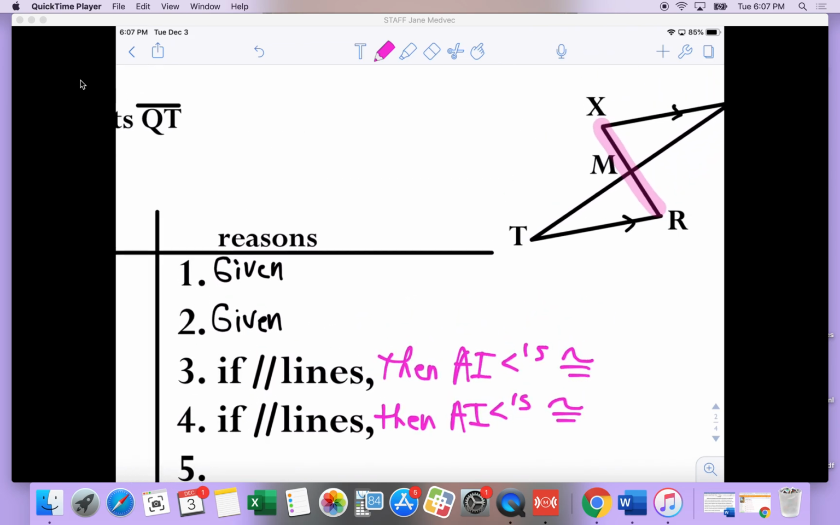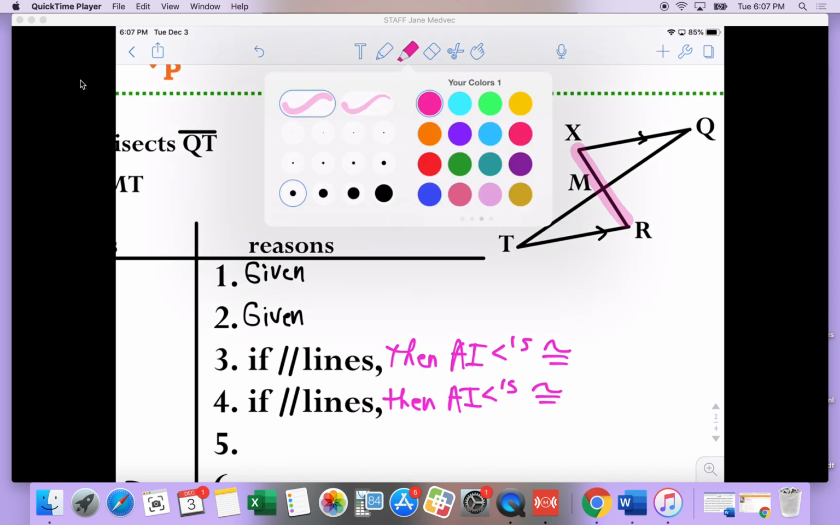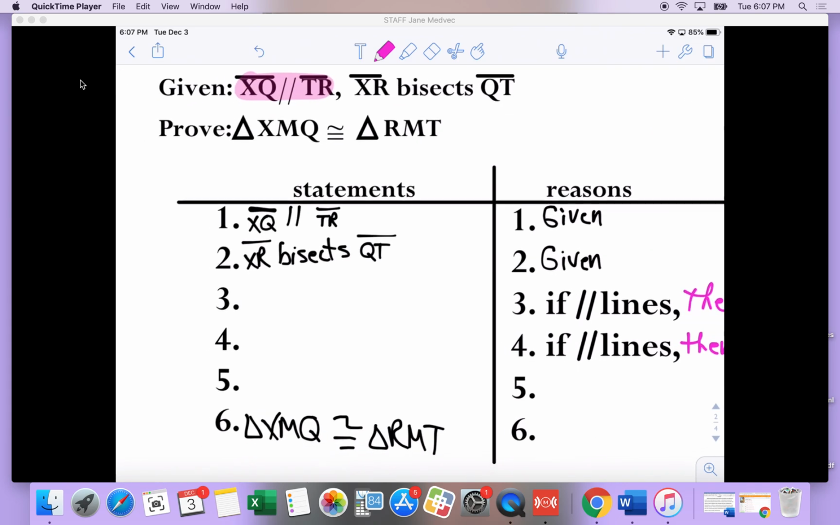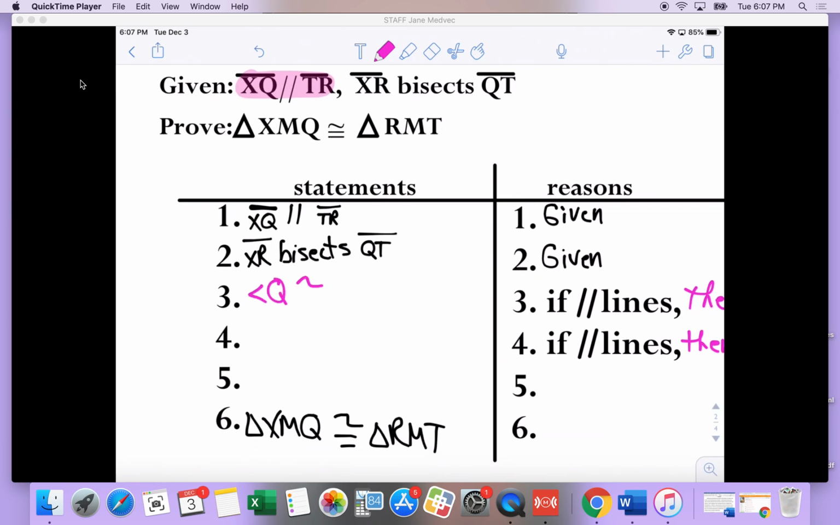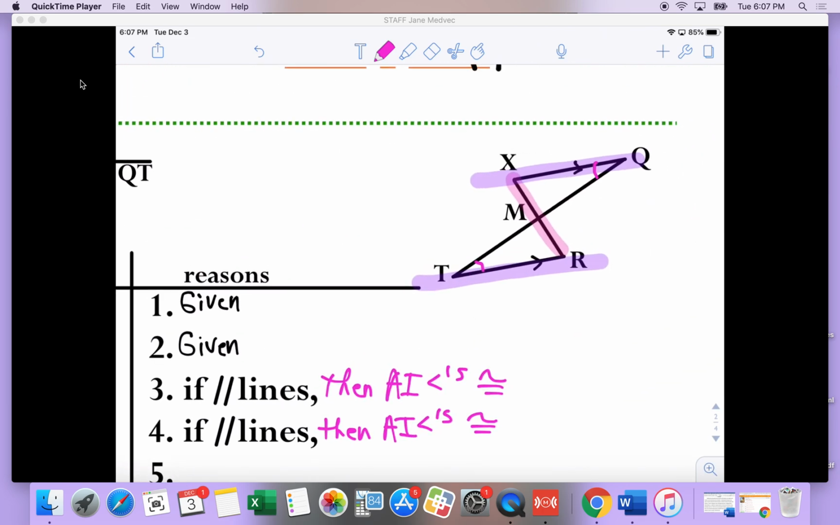So when I'm looking at these, I want to take a look at the parallel lines. Notice that this is parallel to this, and you've got two transversals. One of the transversals is XR, the other one is QT. And so I'm going to say angle Q and angle T are congruent because of their alternate interior angles. And then angle X and angle R.